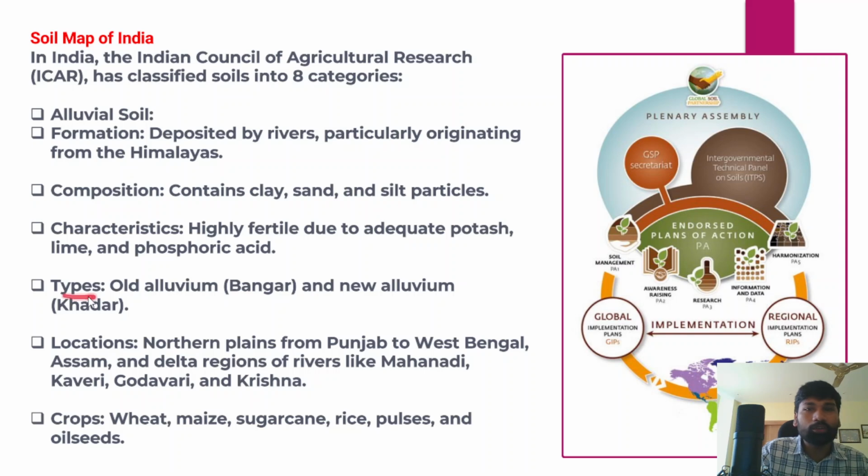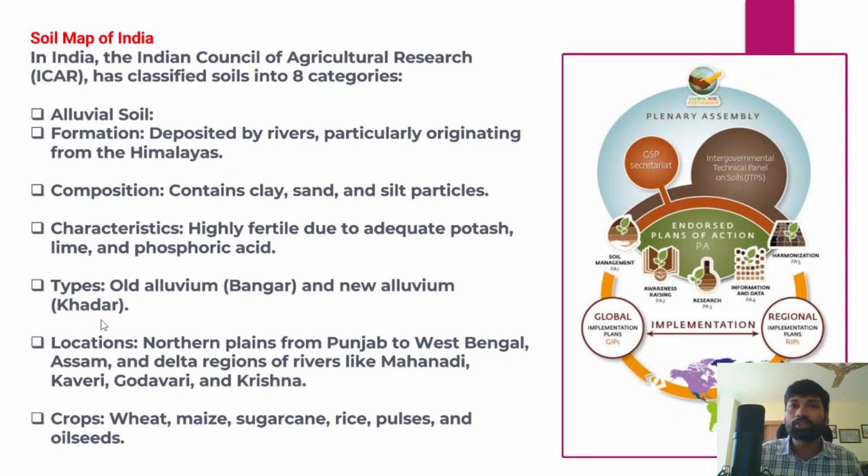So after that we need to talk about the types of these alluvial soils. When we talk about the types of alluvial soils, the old alluvial soil is known as Bangar and the new alluvium soil is known as Khadar. Okay, so this is very important. Just remember this. The old alluvium soil was deposited by the rivers long ago, and that is known as Bangar, and the new alluvium soil is known as Khadar.